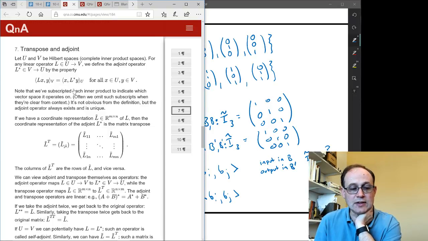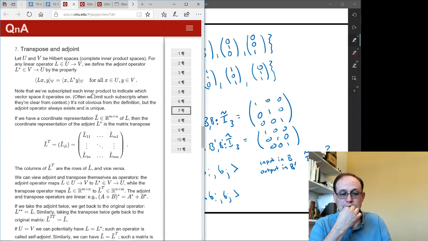and then if you take the inner product in U of x and L adjoint of y, right? So those are both elements of U. This inner product has to be the same as that inner product, no matter how we chose x and y, right? Now it's not obvious from the definition, but the adjoint operator always exists and is unique. For every L, there's exactly one L star. And so it makes sense to ask, what is the coordinate representation of L star?